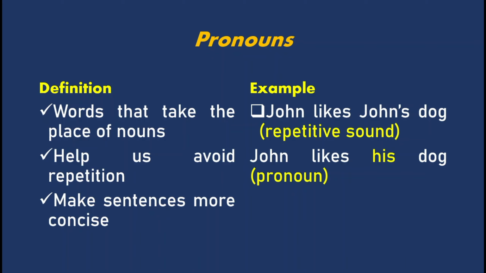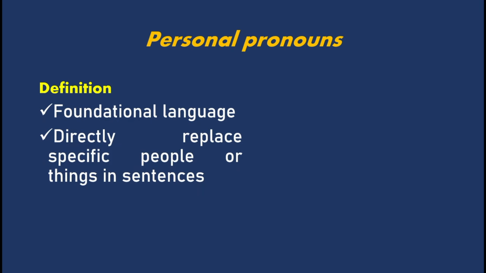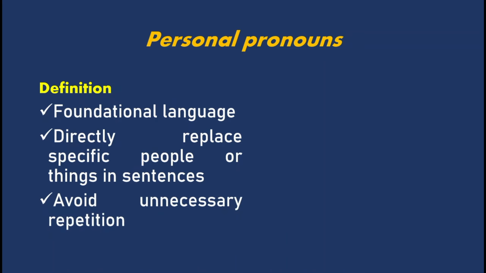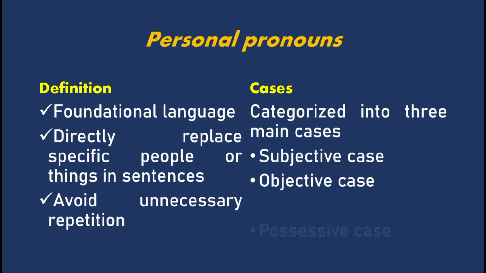The first type of pronoun that we are going to discuss in this video is personal pronouns. Personal pronouns are foundational to language as they directly replace specific people or things in sentences, helping us avoid unnecessary repetition. They can be categorized into three main cases: subjective case, objective case, and possessive case.